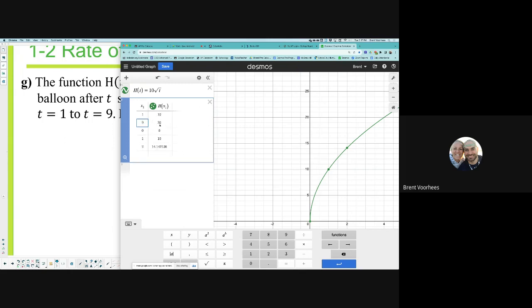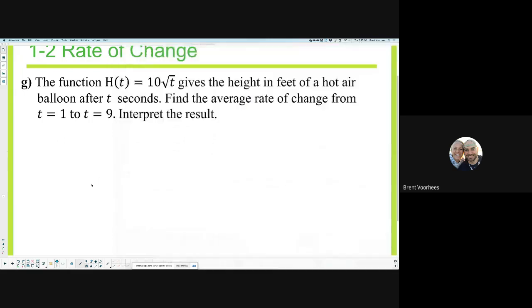Now here's the values that matter to us, so we're going to write those down. You have them written down on your paper? So in the X column, 1 and 9, and in the h of t column, you'd have a 10 and a 30. I'm going to change the variables back. So here's how it should look.